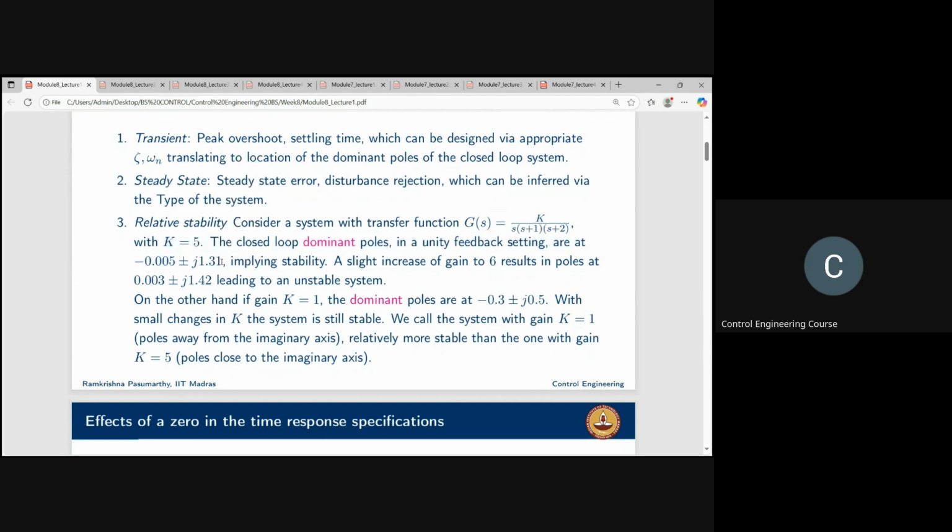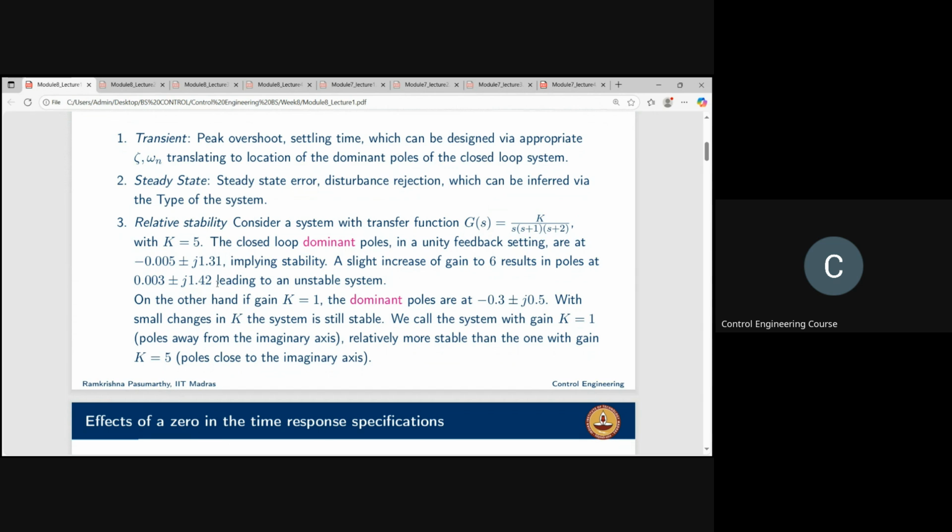But suppose your system's parameters are slightly changing, the gain is slightly changing due to stuff heating up. Then if the gain changes to 6, that's it, you're gone. So the system is not very robust to changes in gain. So that is where the concept of gain margin comes. Okay.